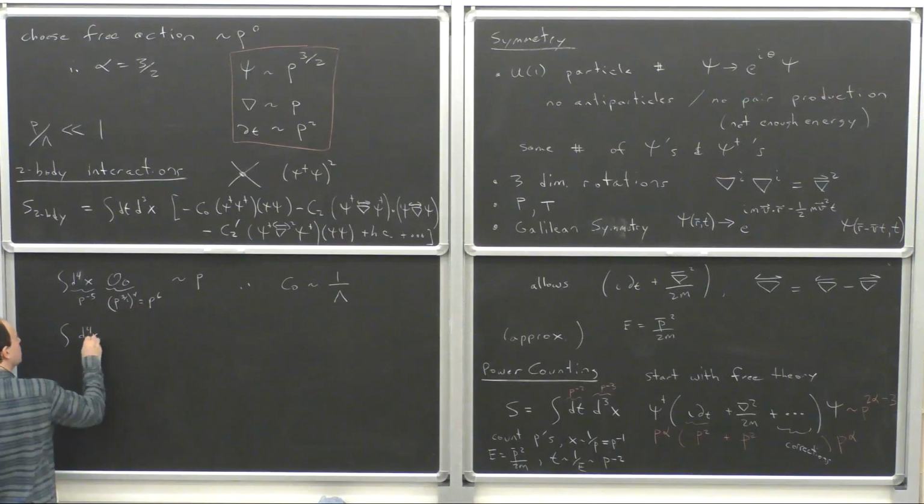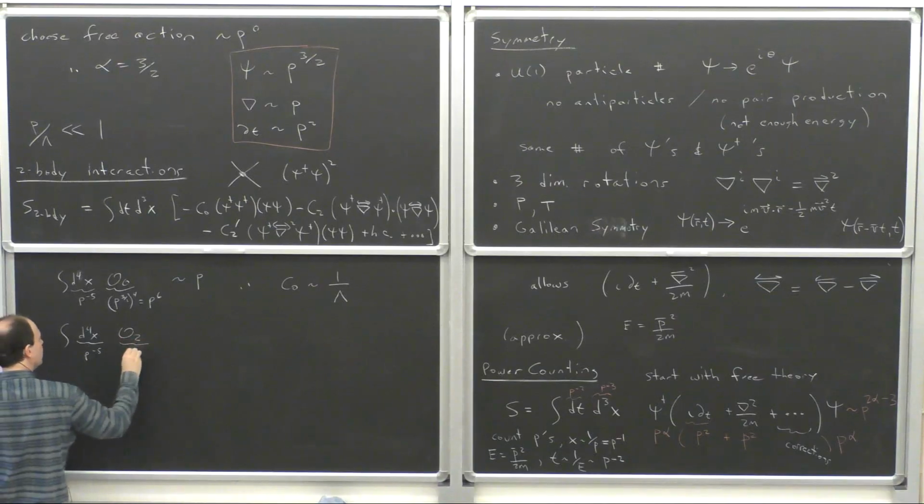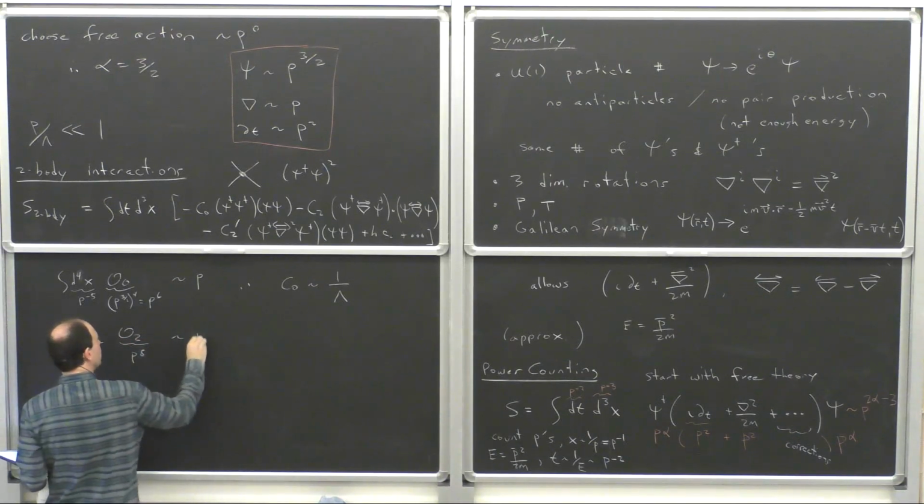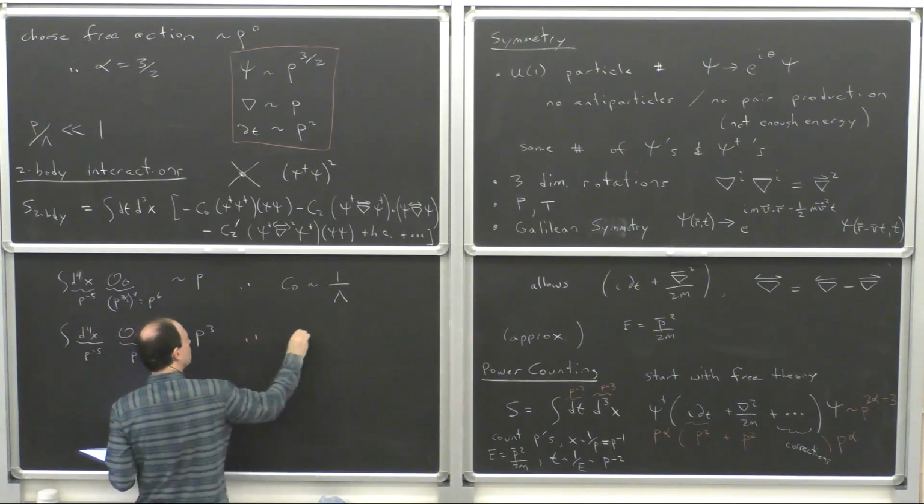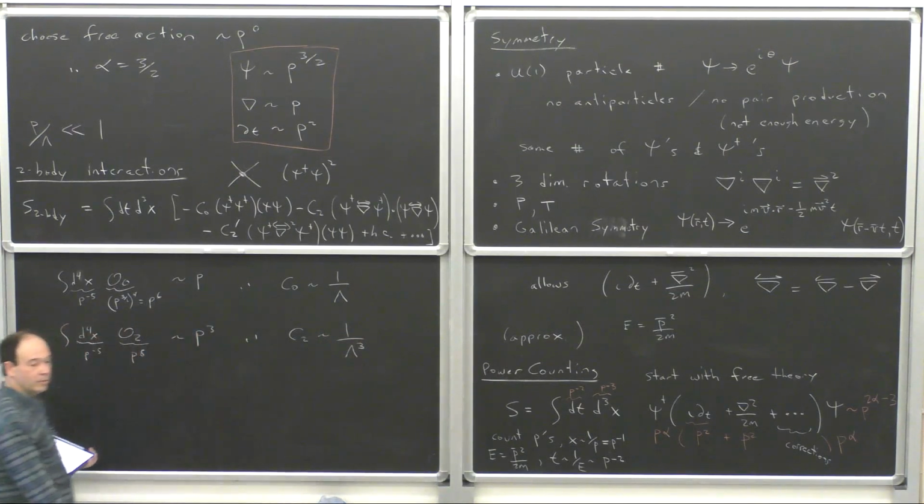Integral d4x C2 O2. Same thing, p to the minus 5. Now there's two extra derivatives, so this becomes p to the 8. So this is p cubed. So C2 should have a 1 over lambda cubed. We get the p over lambda expansion.